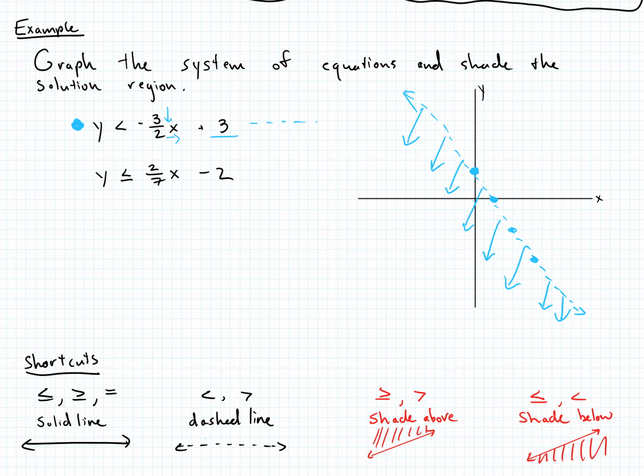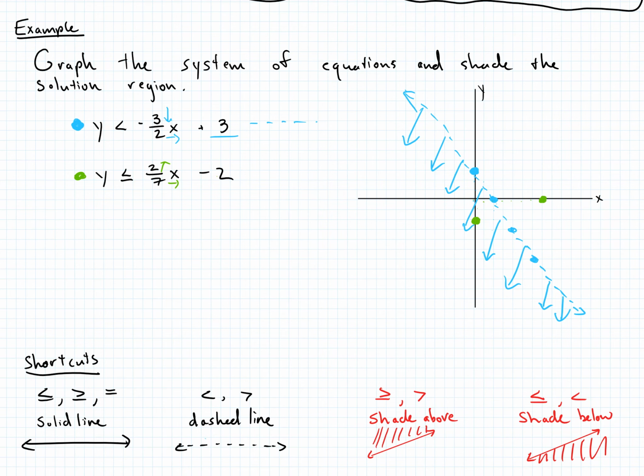Okay, round 2. Let's do the next inequality. y less than or equal to 2 over 7 x minus 2. This has a starting value at negative 2 and a slope of positive 2 over 7. That is up 2 and to the right by 7. So we go up 2 over 7, and we get our line.